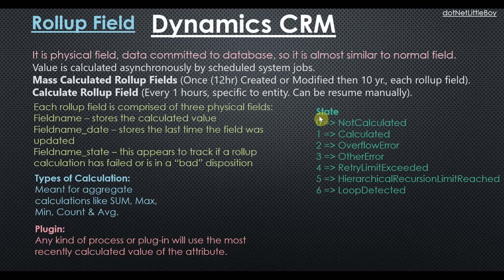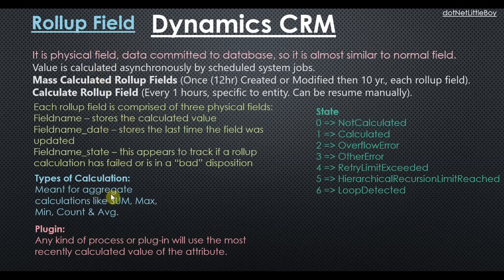So these are the different states, and a numeric value from 0 to 6 can be in the state field. From there we can find the state of the calculation that was performed at the latest date present in the date value. Now the question is what types of calculations this Rollup field will be doing.